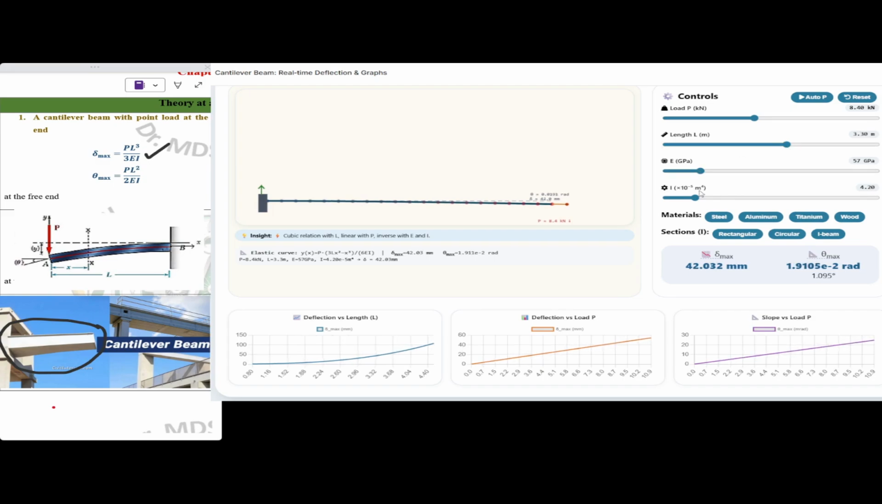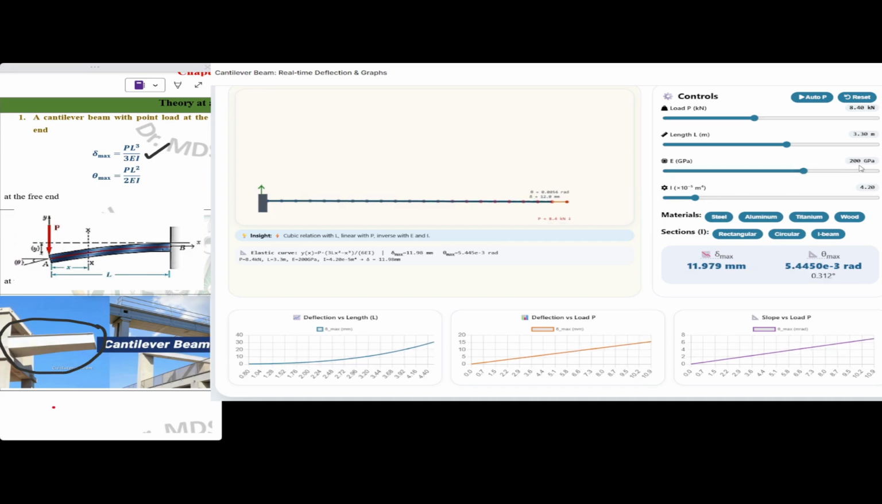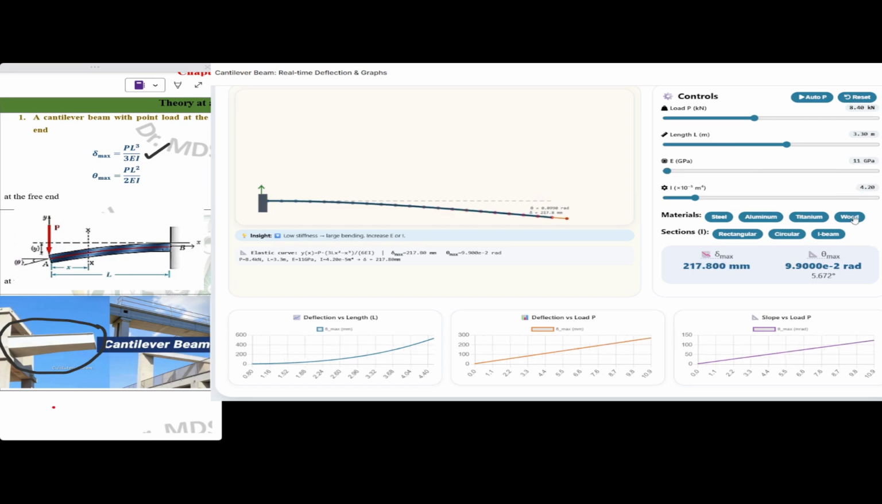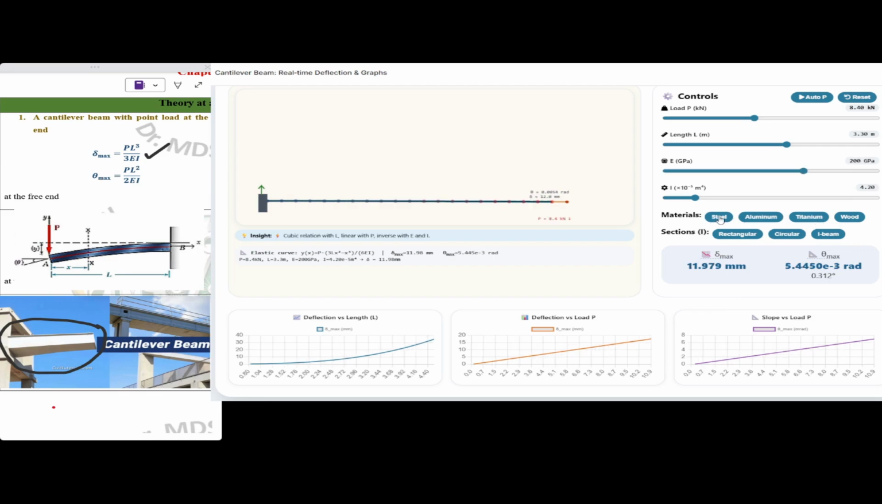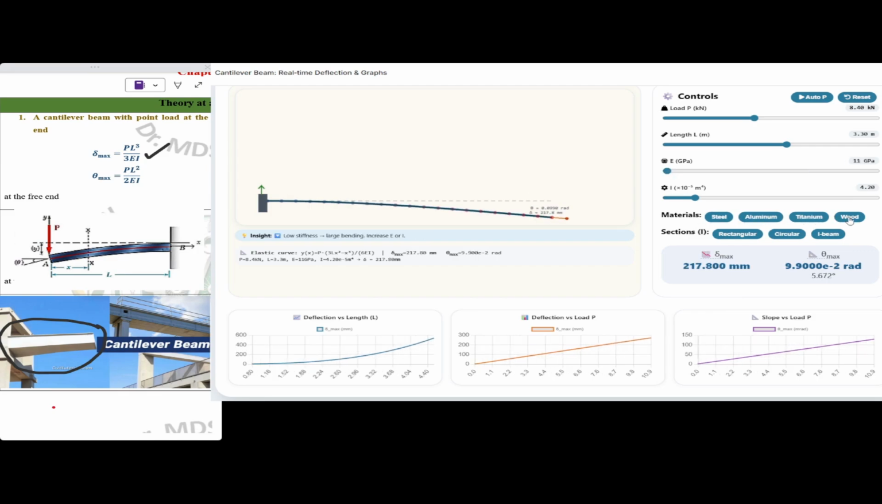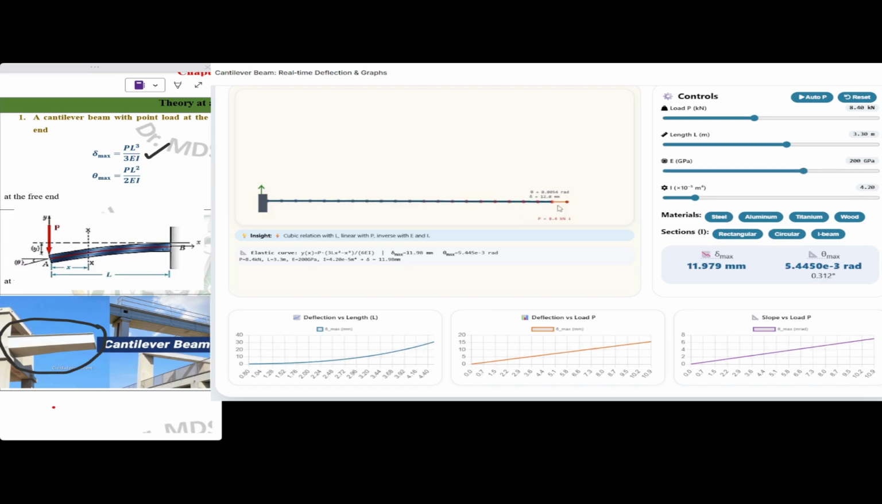This is E. E depends upon the material type. For steel it is 200 GPa, aluminum 69, titanium 116, and wood 11 GPa. Out of these four materials, steel has the maximum value of E and wood the minimum value. Keeping all other variables constant, you can see steel gives the least deflection, 111 mm, and slope 5 radian. Now choose the wood, see what is happening.